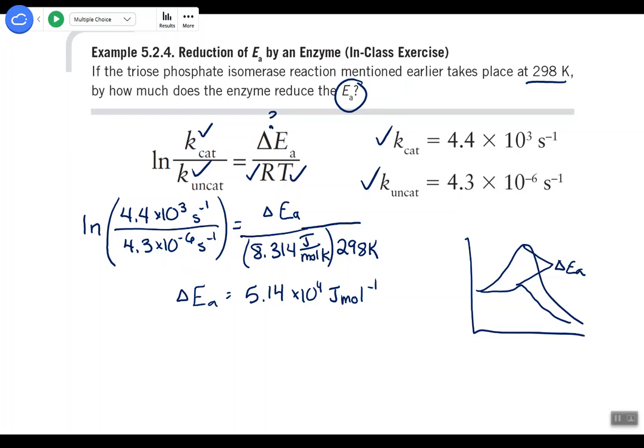Therefore, the activation energy decreased by about 50,000 joules, 5 times 10 to the power 4. Big, big decrease because of the presence of this catalyst.